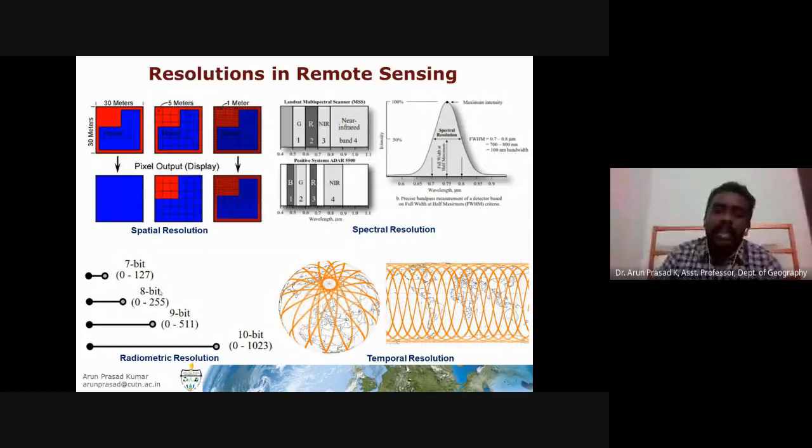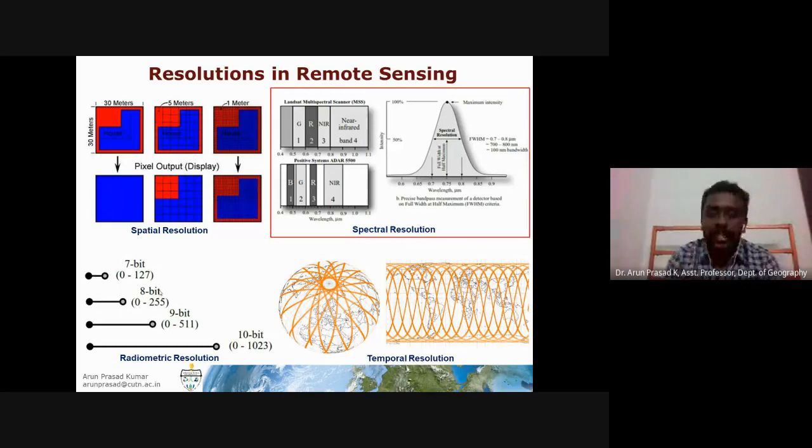Suppose in geological mapping, where the minerals may not get degraded in a very short span of time, you can go for lower temporal resolution. For example, every month or every 2 months you can have data and process it. So it depends on the application you are going to do, and based on that you can choose the temporal resolution.